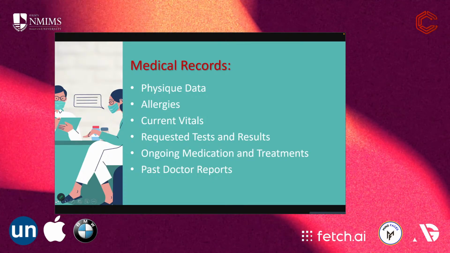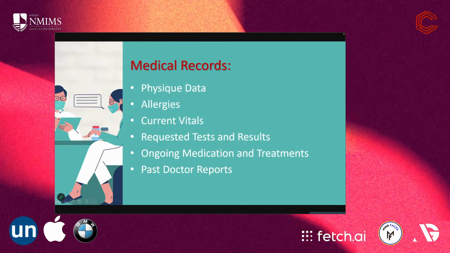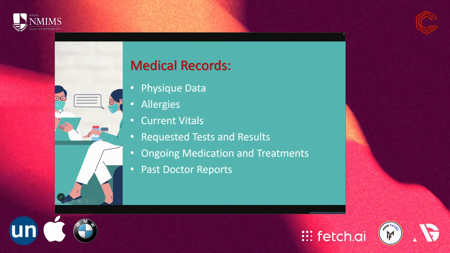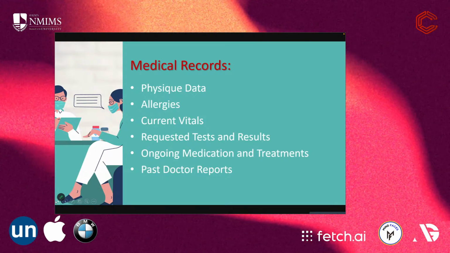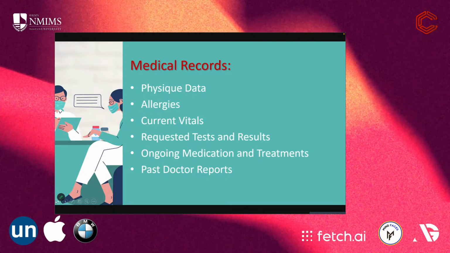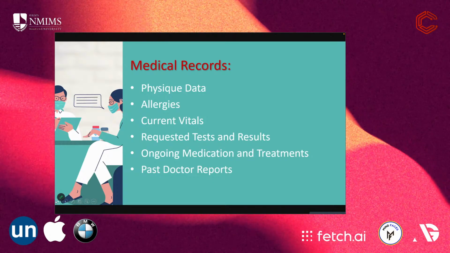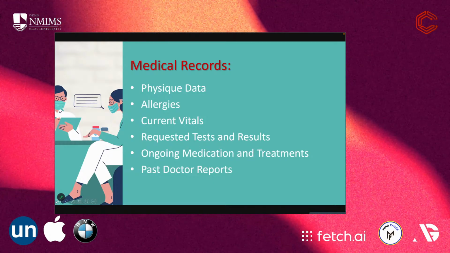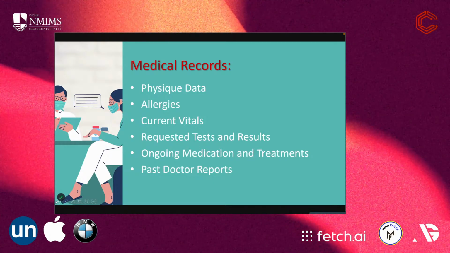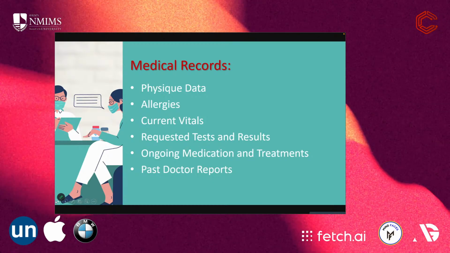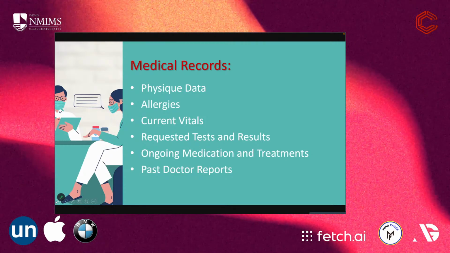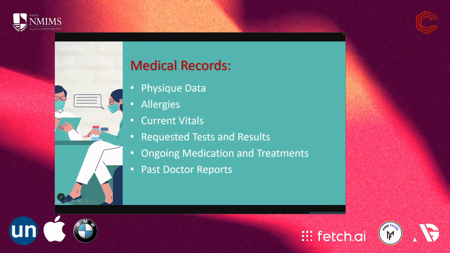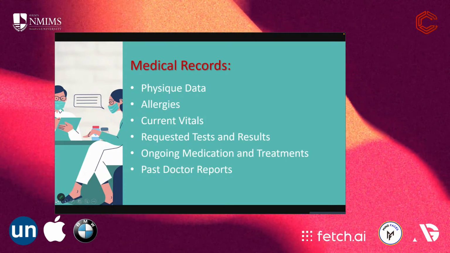allergies. So it keeps a record of all the allergies the patient might have: egg allergy, nut allergy, etc. Then current vitals is something like body temperature, heart rate, etc., which is available and can be imported from most smartwatch applications. Then the third section we had was requested tests and results. As doctors often recommend tests, our solution would provide a one-stop interface for all tests and the results.